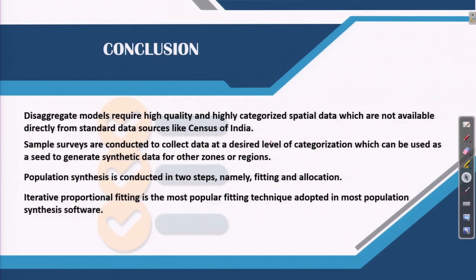To conclude this lecture, we can say disaggregate models require high quality and highly categorized spatial data, which are not available directly from standard data sources like Census of India. Sample surveys are conducted to collect data at a desired level of categorization, which can be used as a seed to generate synthetic data for other zones or regions. Population synthesis is conducted in two steps, namely fitting and allocation. Fitting is shown in this particular lecture, allocation will be taken up in the next lecture. Iterative proportional fitting is the most popular fitting technique adopted in most population synthesis software. Thank you.